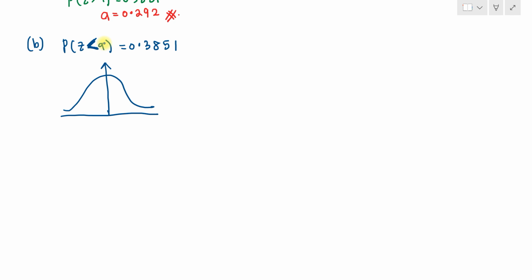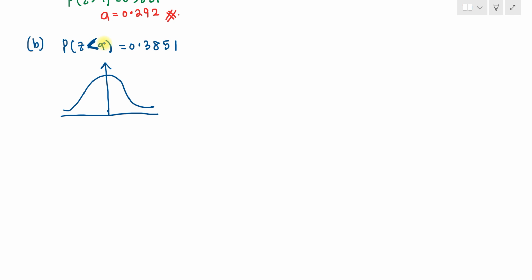If I put my A on the positive side and shade the left hand side, I must get more than 0.5, because this half itself is already 0.5. But we are given a probability less than 0.5. So A being positive is not possible. So A is negative. Yes, it is possible to get less than 0.5. So we know already that A is negative.